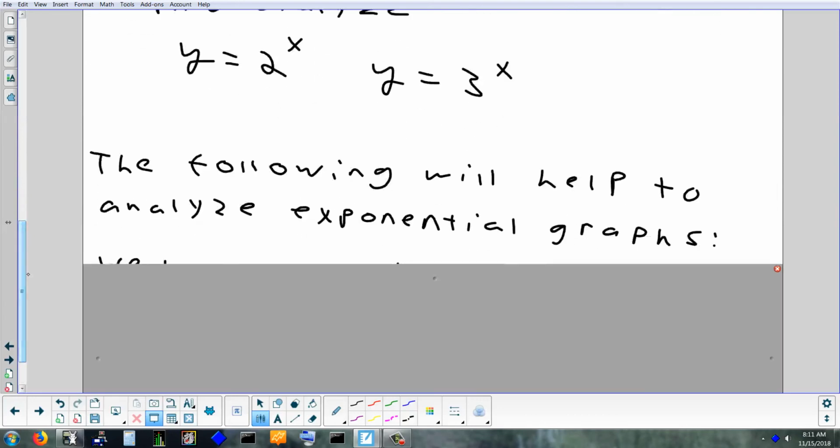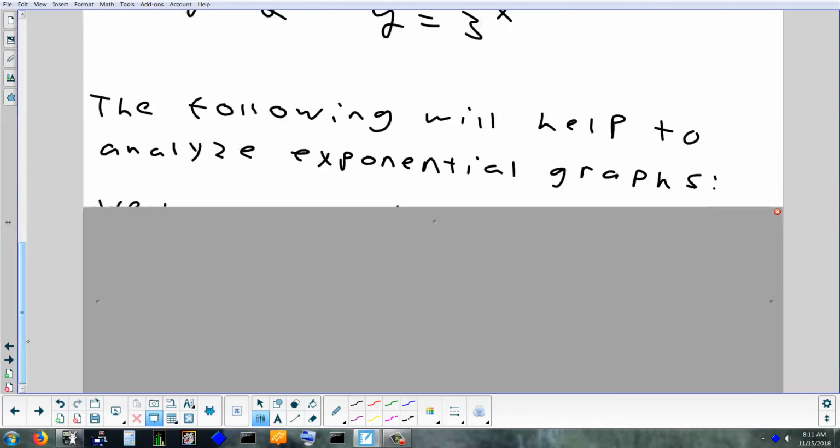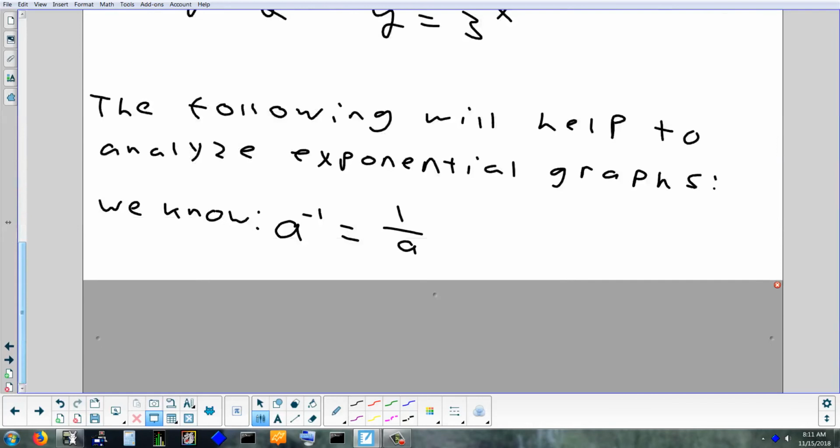So sometimes what's going to happen is we're going to have negative exponents. That can be a little confusing. So what we want to do is if we have something with a negative exponent, we're going to try to write it so that it doesn't have a negative exponent. So when you have something like a to the negative 1 power, that just means to flip it.